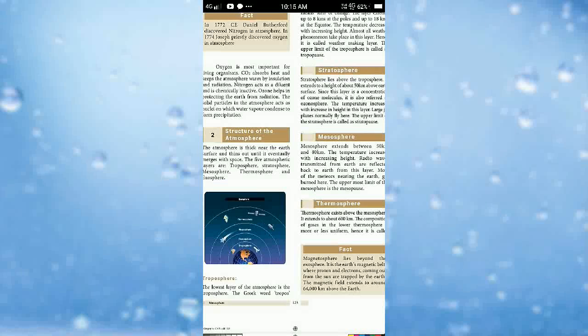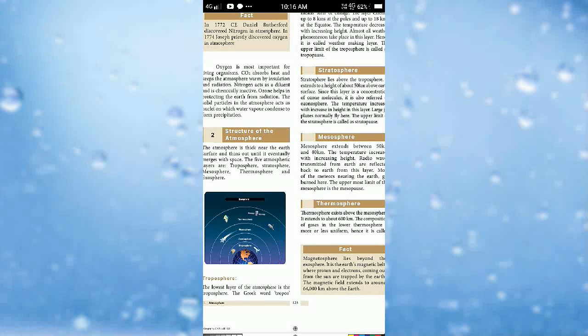The layer extends up to 8 kilometers at the poles and up to 18 kilometers at the equator. What is the meaning of the equator? The central line of the earth is known as the equator. It is situated at 0 degree latitude. So, the troposphere layer extends up to 8 kilometers at the poles and up to 18 kilometers at the equator. What is the meaning of poles? The northern side and the southern side.